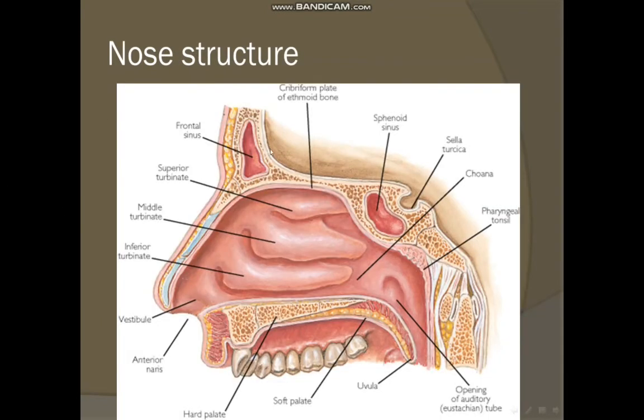You should know just the anatomical structure part of the nose, which has inferior, middle, and superior concha, turbinate in Latin. The anterior nares are the two holes of the nose, and the eustachian tube. This canal will connect to the middle ear, and the hard and soft palate divide the nasal cavity from the oral cavity.